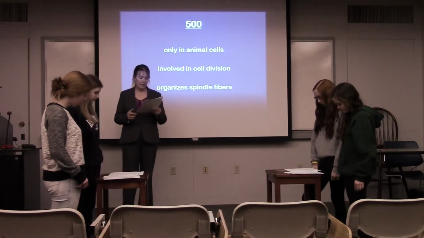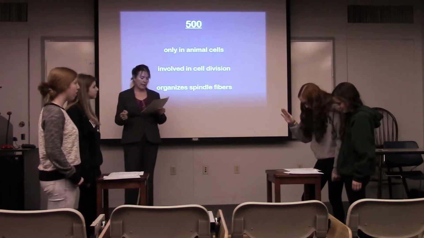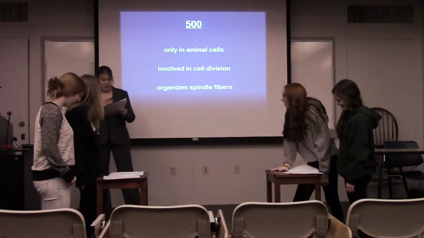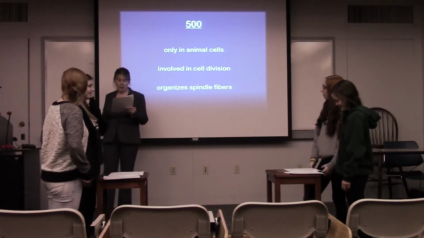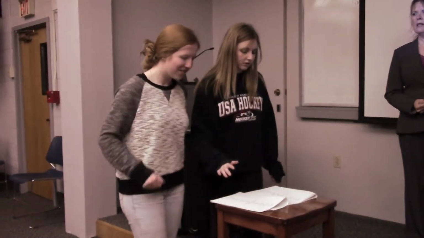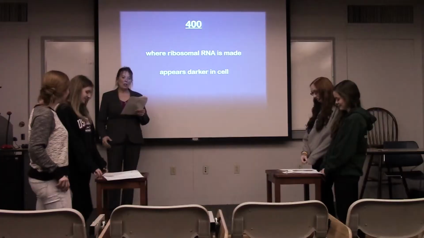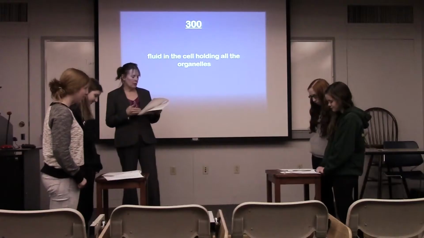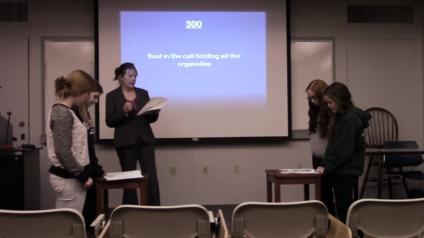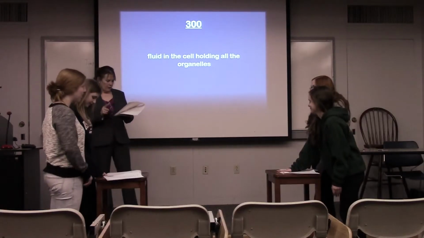For 500, this is in animal cells only. It's involved in cell division and organizing. What are centrioles? Centrioles is correct. Wilmington has 500. It's okay, we got this. For 400, this appears darker in the cell. Ribosomal RNA is made here. What is the nucleolus? Yes. Garnet Valley 400. This is the fluid in the cell. Cytoplasm. No. Wilmington, the rest of the question goes to you. This is the fluid in the cell that holds the organelles. What is cytosol? Yes. Wilmington 800, Garnet Valley 400.